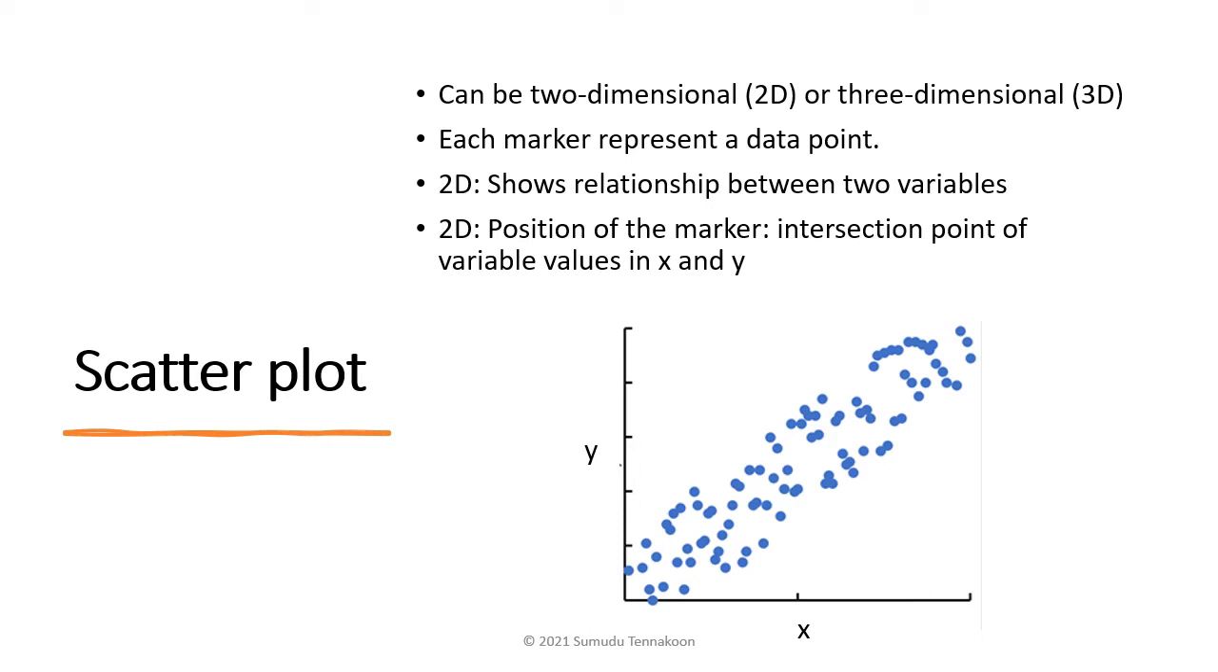The scatter plot can be either 2-dimensional or 3-dimensional. Each marker in the scatter plot represents a data point, and the location of that data point is determined by the value of the x variable and the value of the y variable, the intersection point of the x value and y value, right? If it is a 3-dimensional scatter plot, you have the z-axis, so you have to get the intersection in the z-axis as well. Basically, we can use the scatter plot to visualize the relationship between two variables.